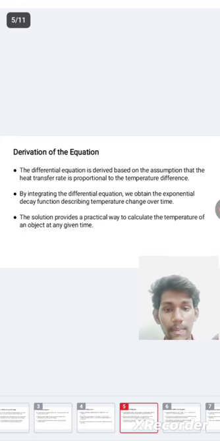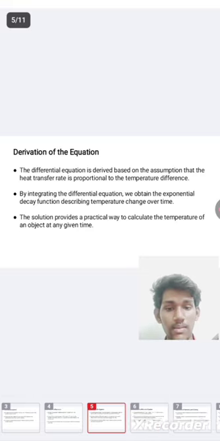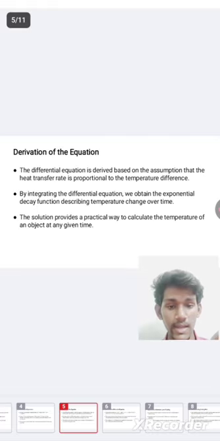Derivation of the equation. The differential equation is derived based on the assumption that the heat transfer rate is proportional to the temperature difference. By integrating the differential equation, we obtain the exponential decay function describing temperature change over time. The solution provides a practical way to calculate the temperature of an object at any given time.